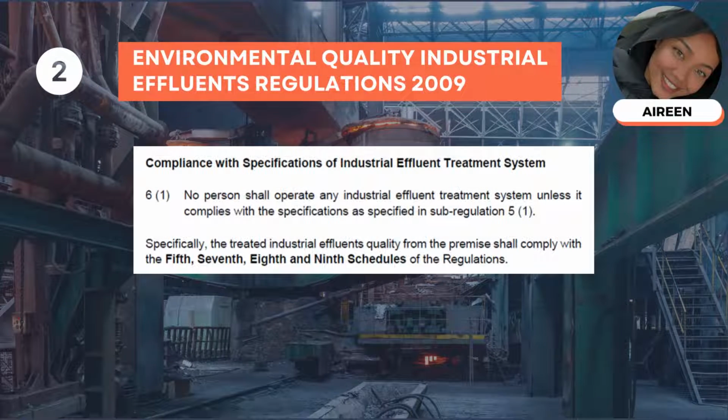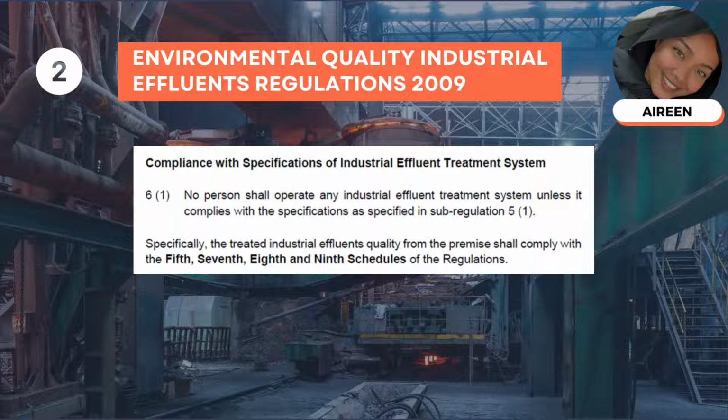Next, Environmental Quality Industrial Effluents Regulations 2009. During operation of the iron and steel industry, an industrial effluent discharged from the facility shall need to comply with these regulations. The following regulations are to be considered during the Environmental Impact Assessment, EIA. Compliance with specifications of industrial effluent treatment system.